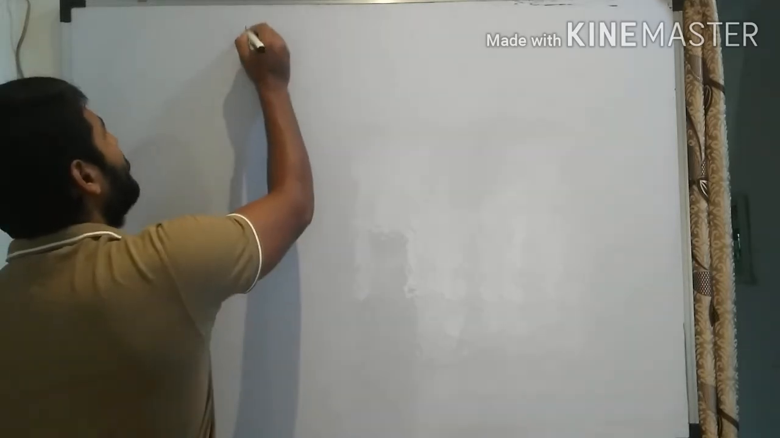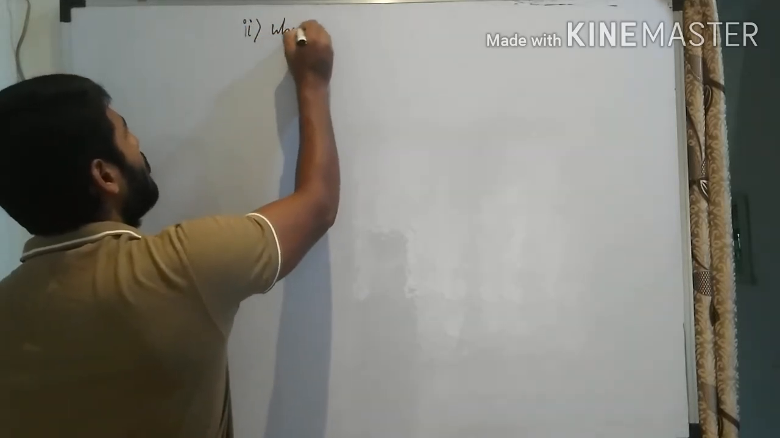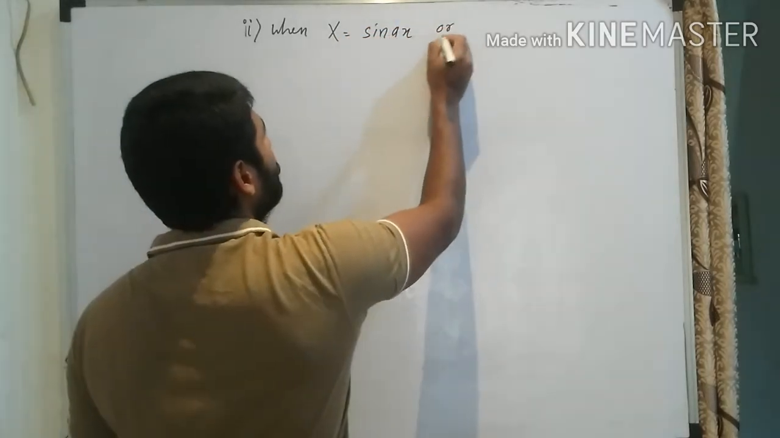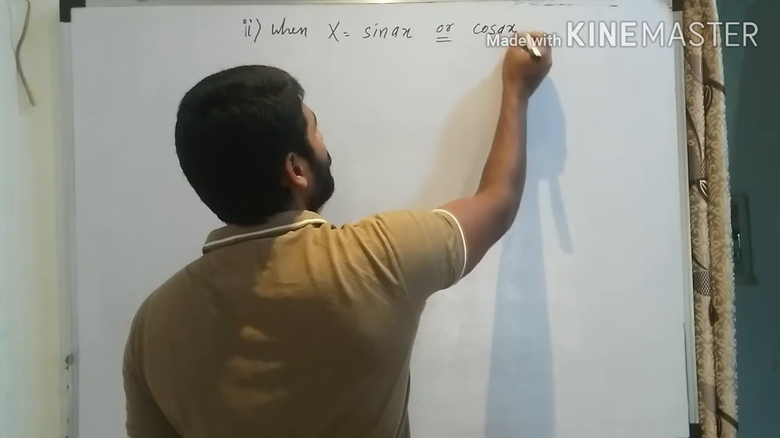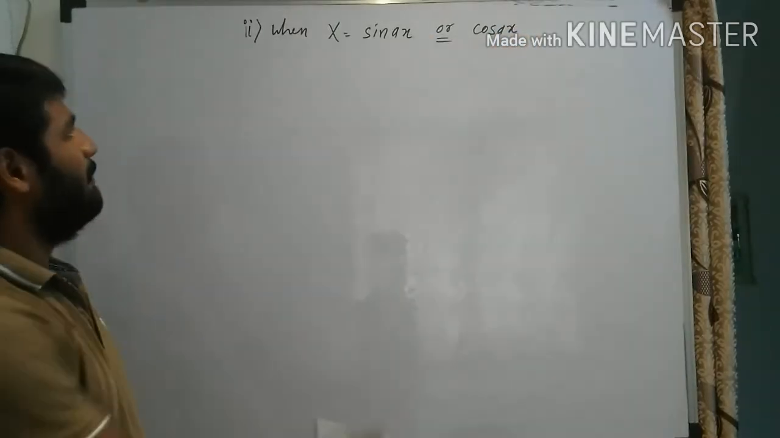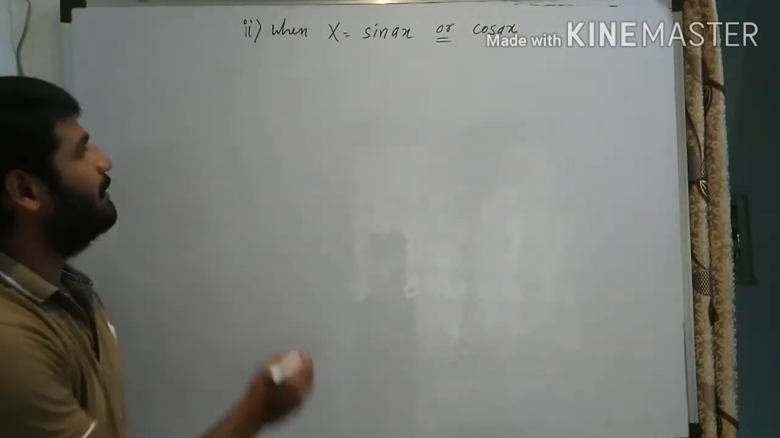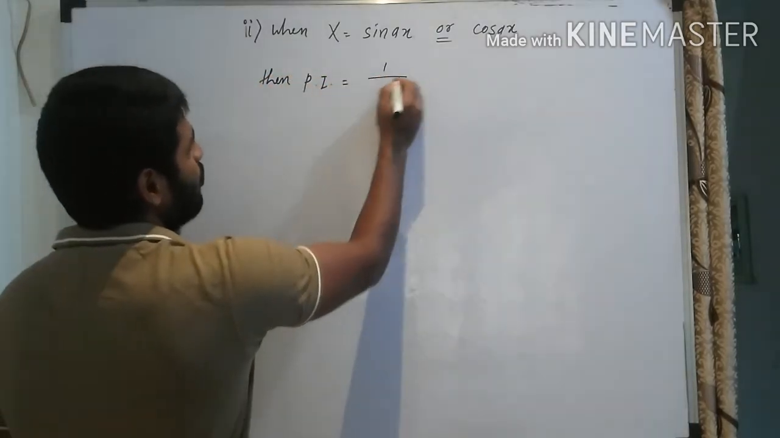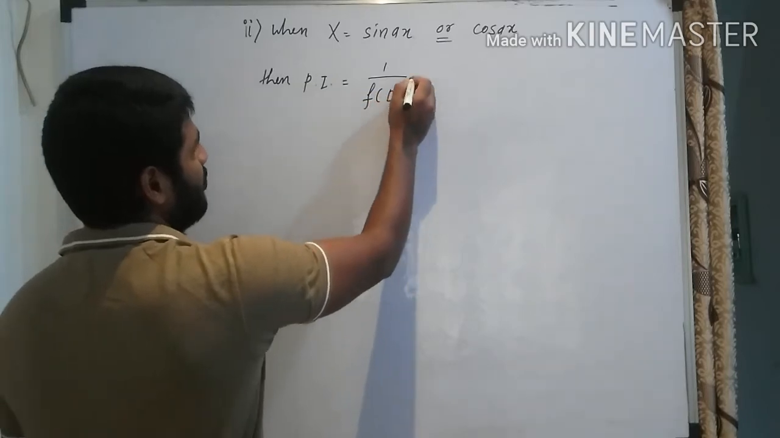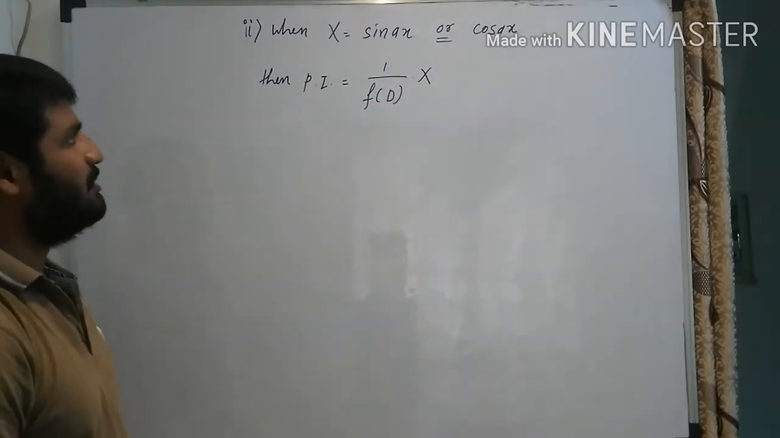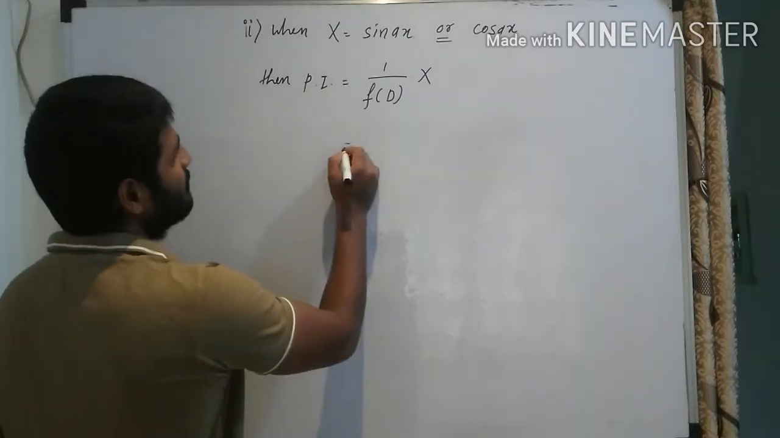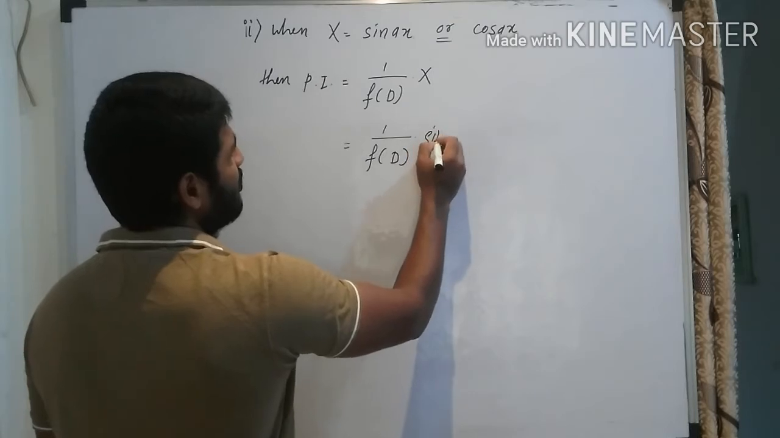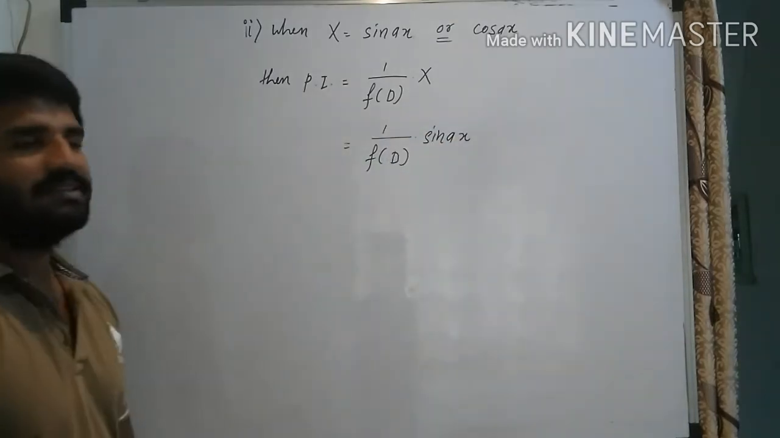So see the second case, when capital X is equal to sin ax or cos ax, where a is any constant. If capital X is provided in this form, then see here how to find the particular integral. The formula for the particular integral is 1 upon f of D into capital X. In the next step we put the value of capital X, so that is 1 upon f of D into either sin ax or cos ax. For both the functions, the method is the same.